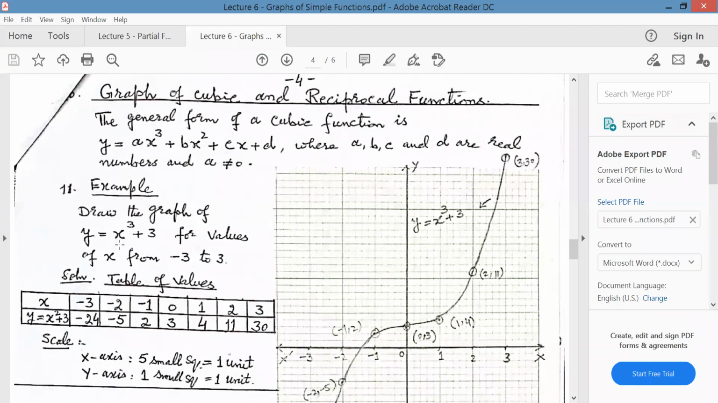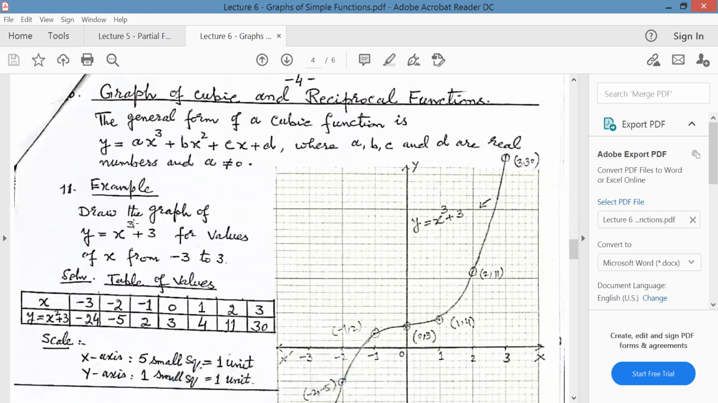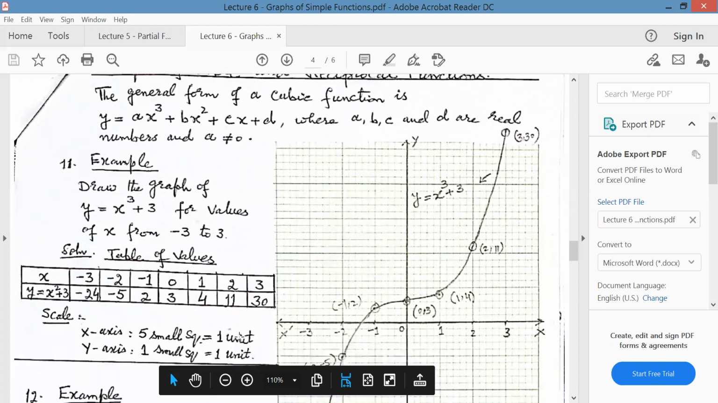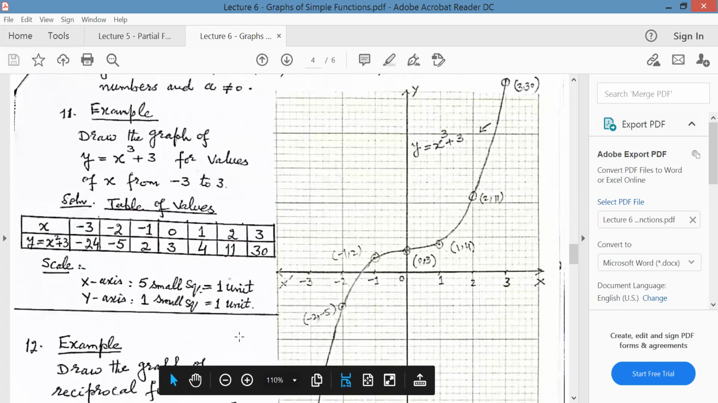Okay. When you put x as 1, the answer will be 4. When you put x as 2, 2 cube will be 8, and 8 plus 3 will be 11. And once you put x as 3, 3 power 3 is 27, and 27 plus 3 will be 30. So in this interval, we have written all the corresponding values of y. Once you find all the values of x and y, then put them on the graph paper.